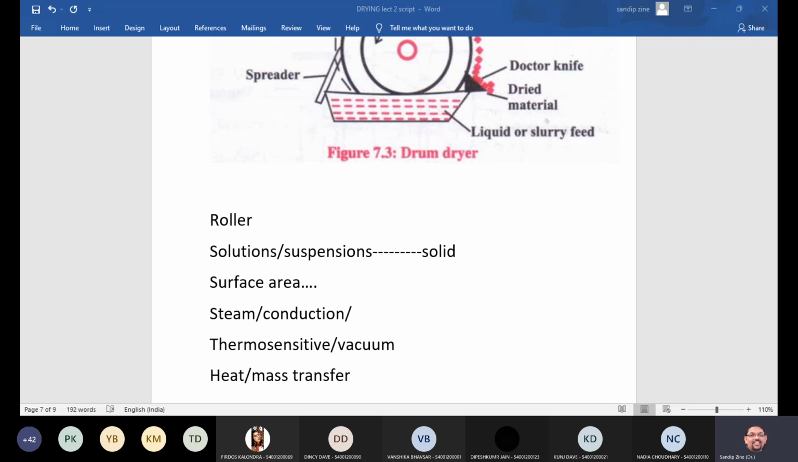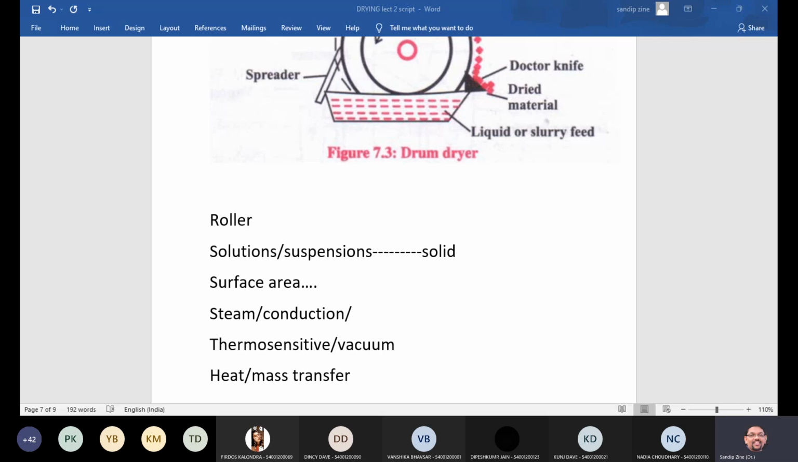Also, the operating conditions are critical. Therefore, it is necessary to introduce careful control on the feed rate, then the film thickness, or maybe the speed of drum rotation and drum temperature. So if you see the overall optimization parameters of these drum dryers, these are what we have to optimize during operation. We can control the feed rate, then the film thickness, and the speed of drum rotation and the drum temperature.